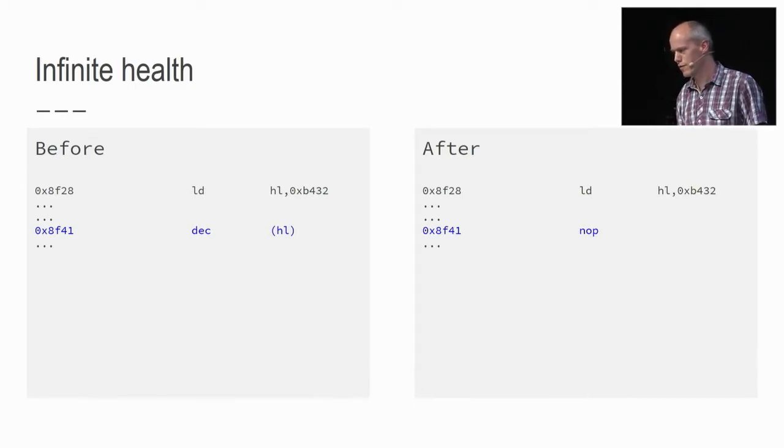On the before, basically what we do is we load HL with an address. That points one of the processor's registers at where the health is stored, and then decrease the contents of that. So we're decreasing our health by 1. Really easy way to change that is, rather than decreasing health by 1, we change that instruction to a no-op. No-op does nothing. So now our health is no longer going down. Now we have infinite health. Really easy.